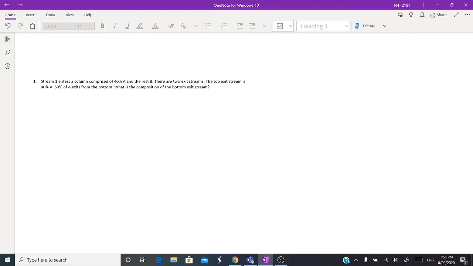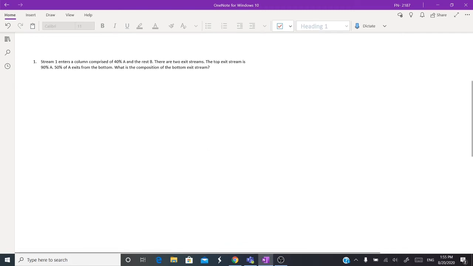So for this problem, it says stream 1 enters the column comprised of 40% A and the rest B. There are two exit streams. The top exit stream is 90% A. 50% of A exits from the bottom. What is the composition of the bottom exit stream?